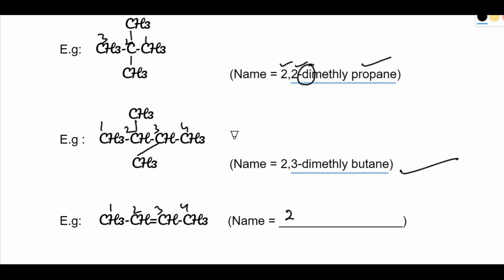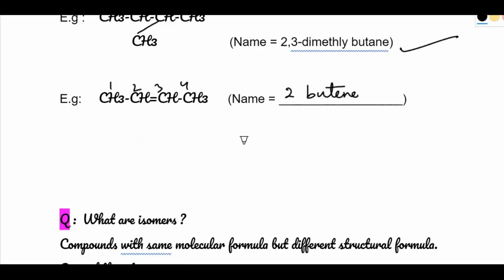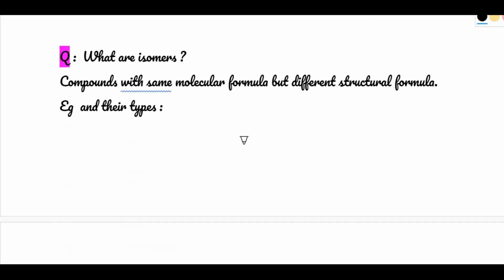It is a 2. 1, 2, 3, 4. It's a butene, 2-butene. It's an alkene group, okay, unsaturated. Let's move on. What are isomers?